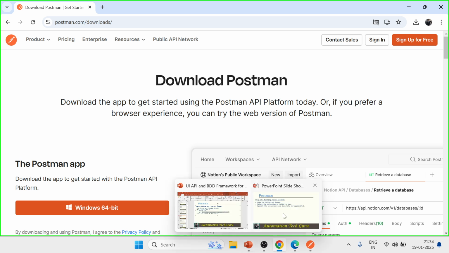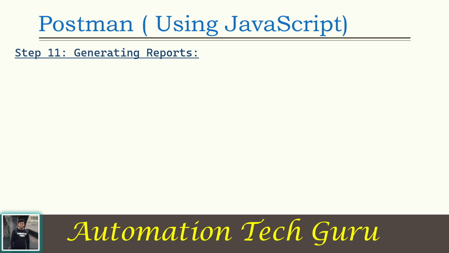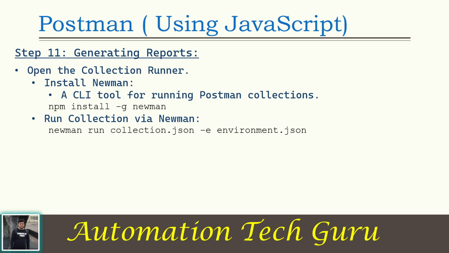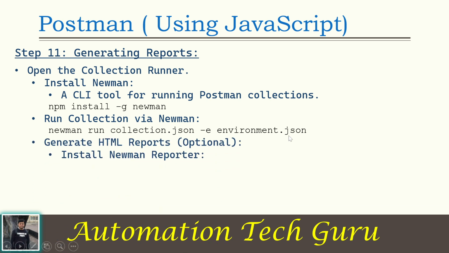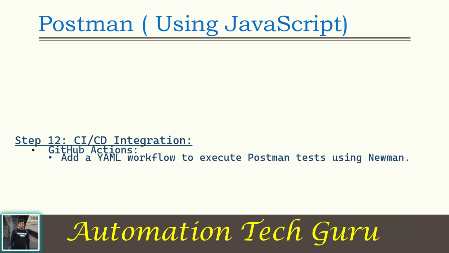Next is click start. Okay, now next is generating report. So open the collection runner, install Newman, and as I said, you can use the CLI tool for running Postman collections, and for this, run the collection via newman run collection.json, and you can use a reporter. For that, you need to install the newman reporter HTML, and then you can create the report as well.